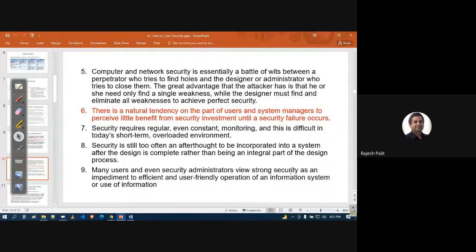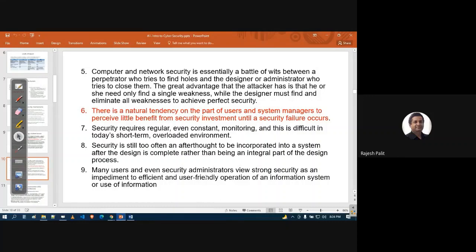Many users, and even security administrators, view strong security as an impediment to efficient and user-friendly operation of an information system or use of information.